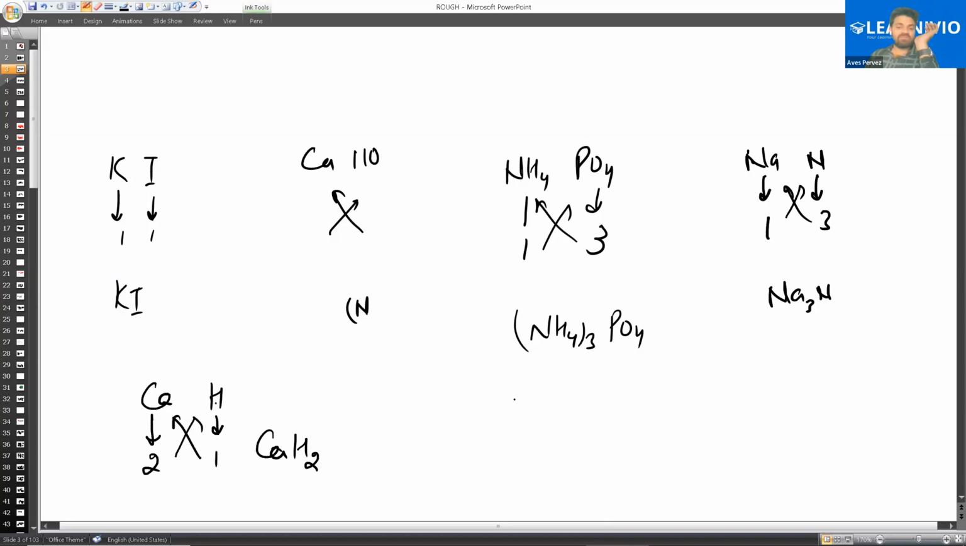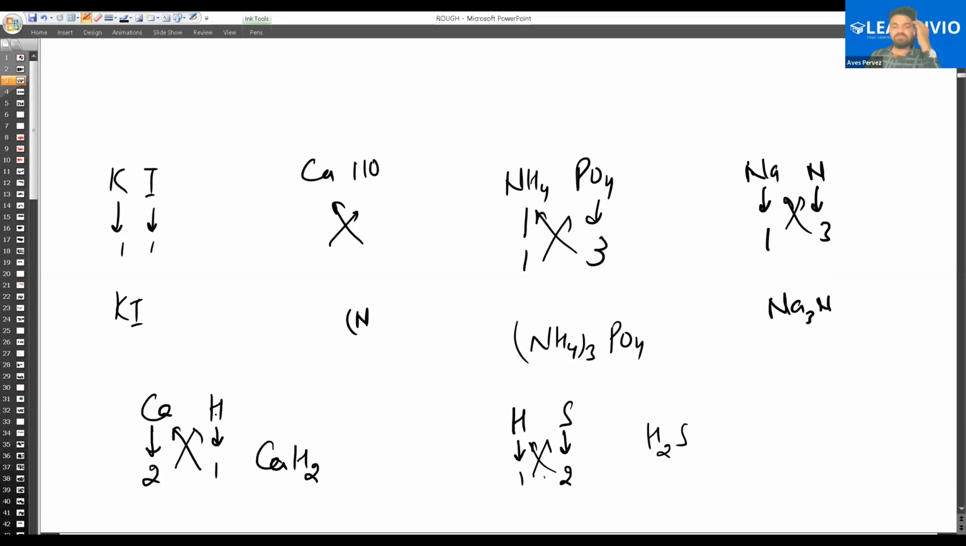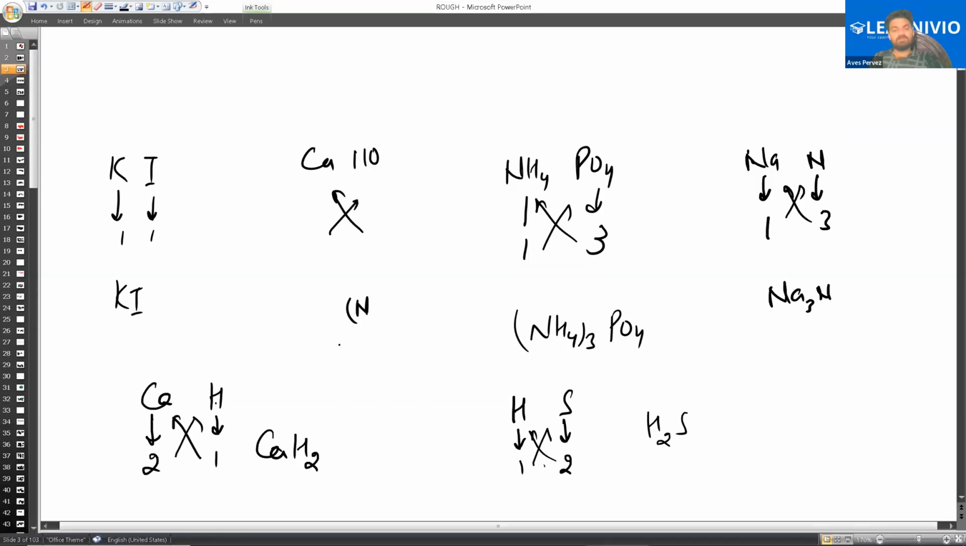Next is hydrogen sulfide. Now again hydrogen has plus 1 valency. And sulfide, it is sulfide, a single sulfur atom. Cross multiply, you will get H2S. Okay, yes or no? Done all.